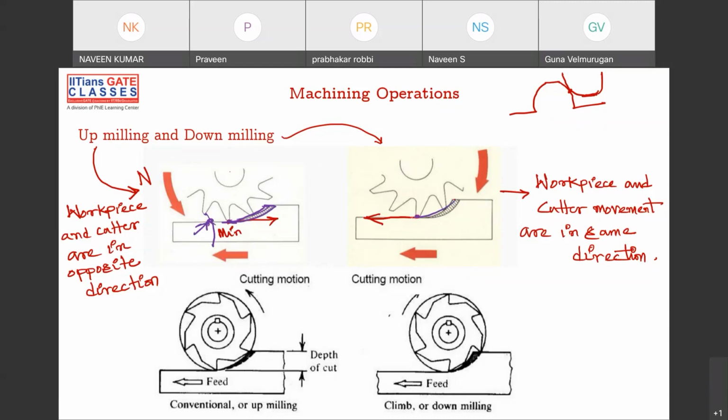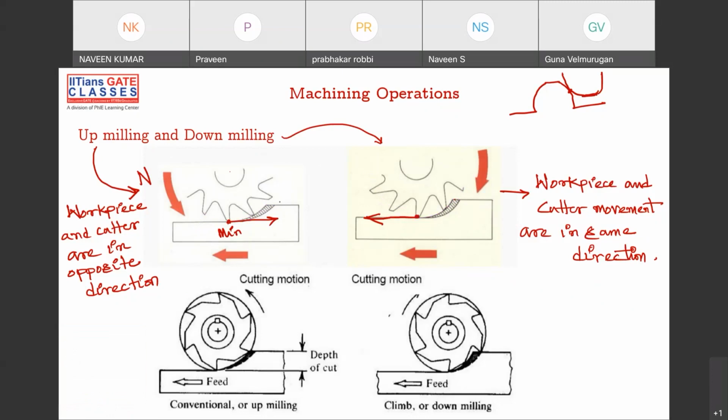Anyways, it is going away here. Then this point will go away and it won't touch. The next touching point will be on the unmachined part, not on the machined part. So the surface finish produced here might be a problem. That is a problem.